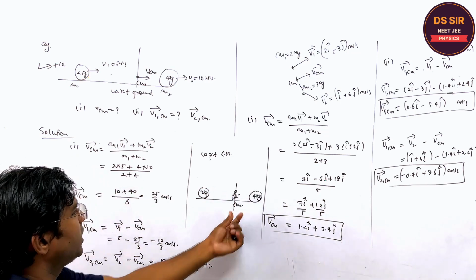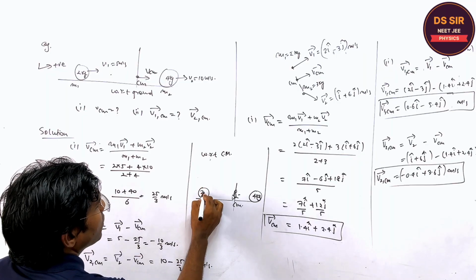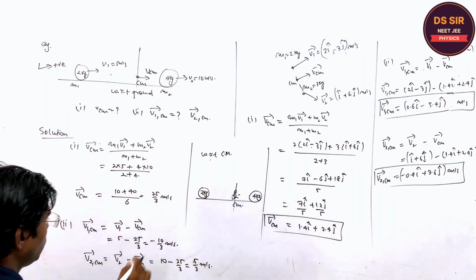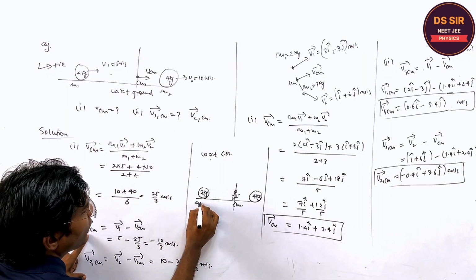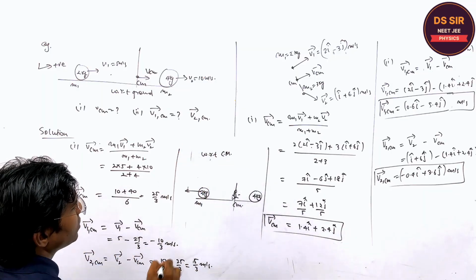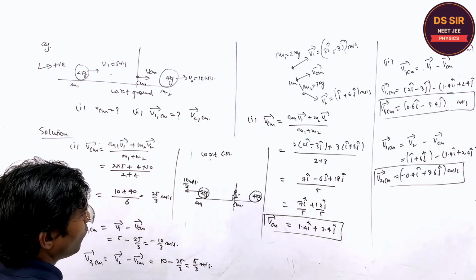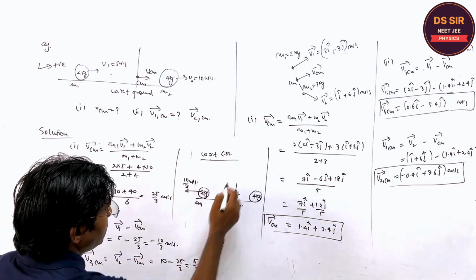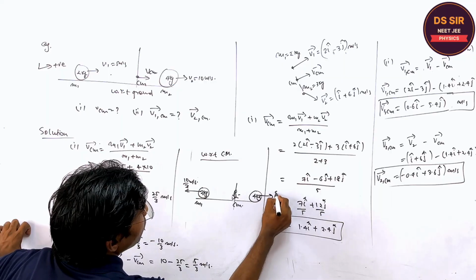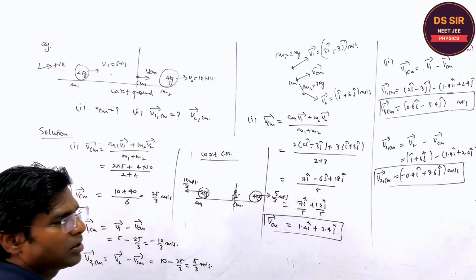So with respect to center of mass, what is the velocity of 2 kg? You tell. What is the velocity of m1? It is in this direction. And how much is it? You tell. 10 by 3 meter per second. With respect to center of mass, what is the velocity of this? Say 5 by 3 meter per second. Is it clear or not?